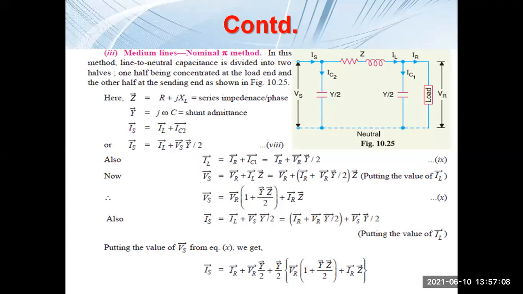Any question? Anyone? No sir. Is it clear that you can derive it on your own? Yes sir. Okay.